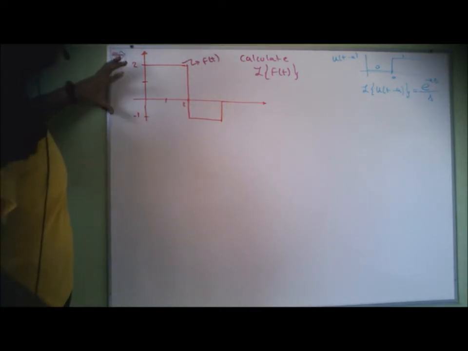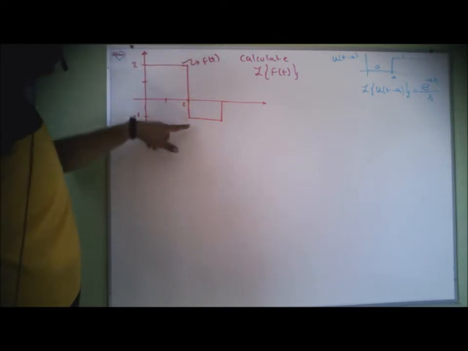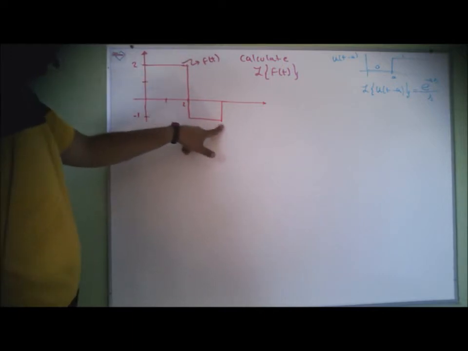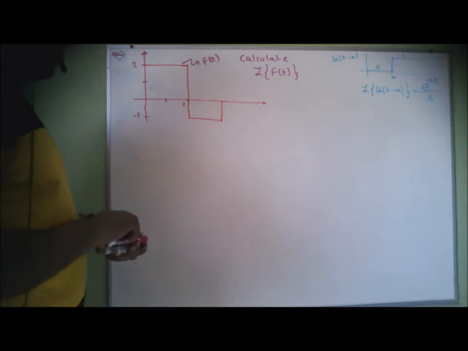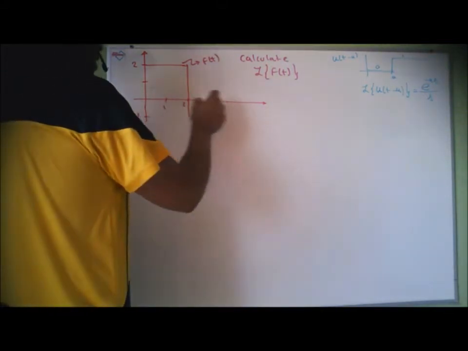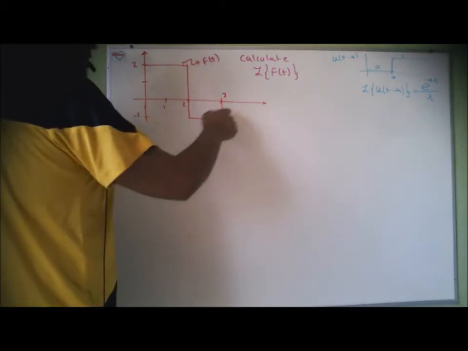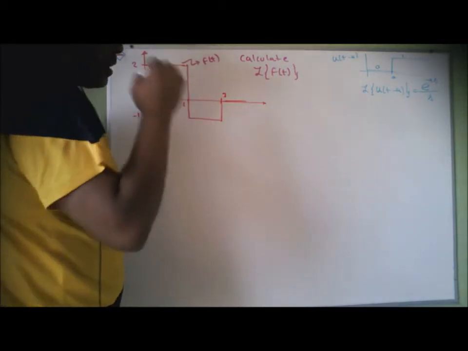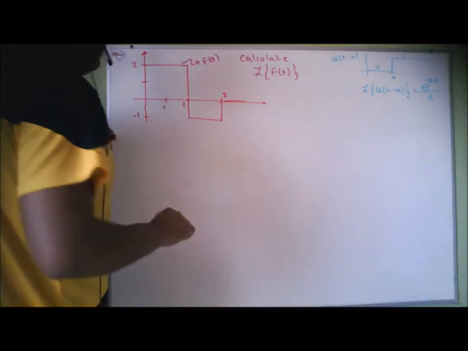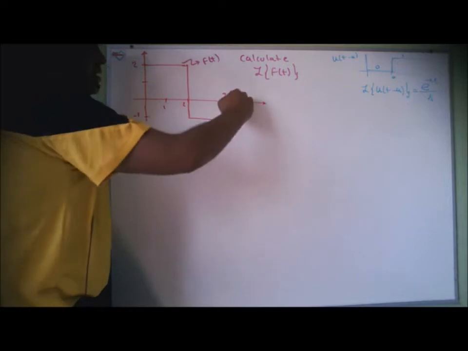You have this function, which from 0 to 2 is equal to 2, and then switches to a constant minus 1 until t equals 3, and then it is equal to 0. So this is 1, 2, and 3. So it is 2 and then minus 1 and then it is 0. Now the composite function will be this section and this section.